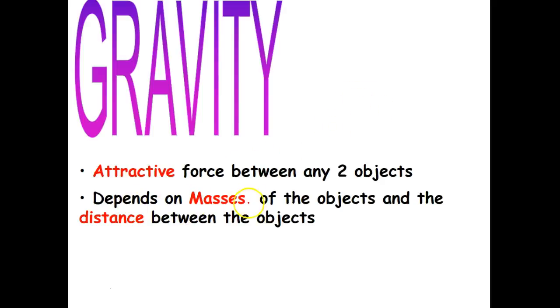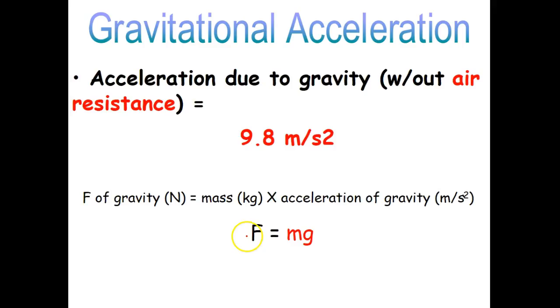So gravity depends on the masses of the objects and the distance between the objects. So the further away you are from something, the less the gravitational force will affect you. A greater mass will make the force greater. So, move on to the next thing.